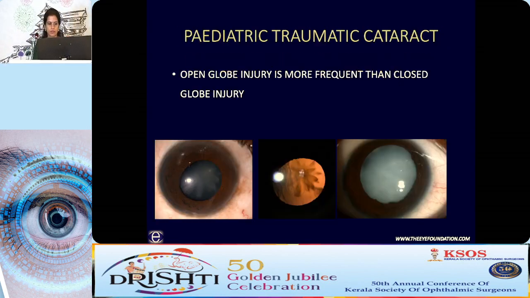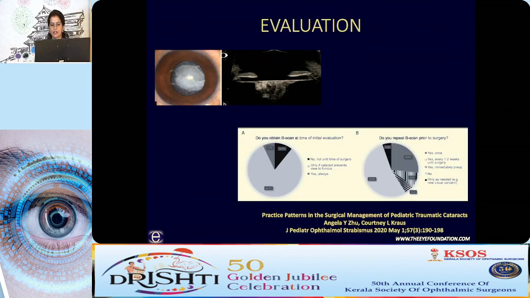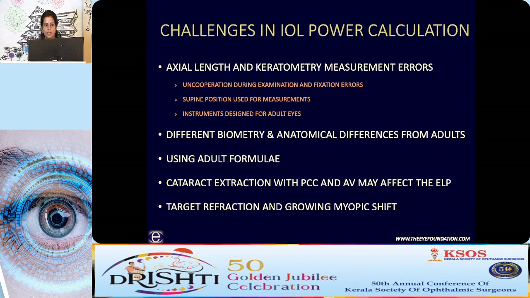So, pediatric traumatic cataract, we are posed with a lot of problems because it is not just like an adult injury, and open globe injuries are more common than closed globe. An initial evaluation, like all the speakers have mentioned, is very important. A thorough posterior segment evaluation to rule out any significant posterior segment pathology should be done at the initial visit itself as far as possible.